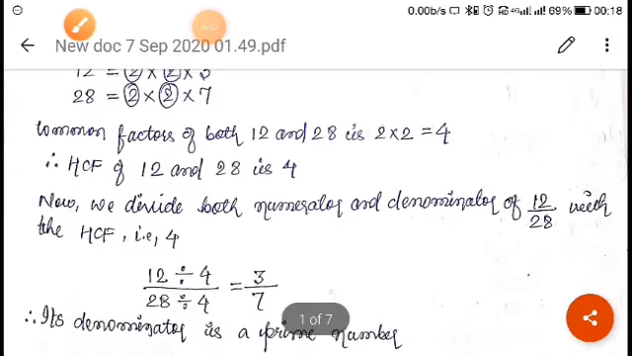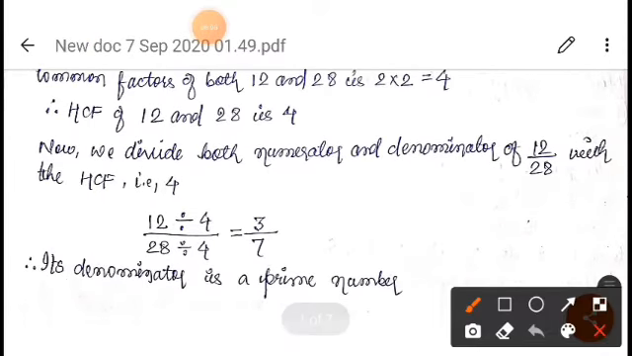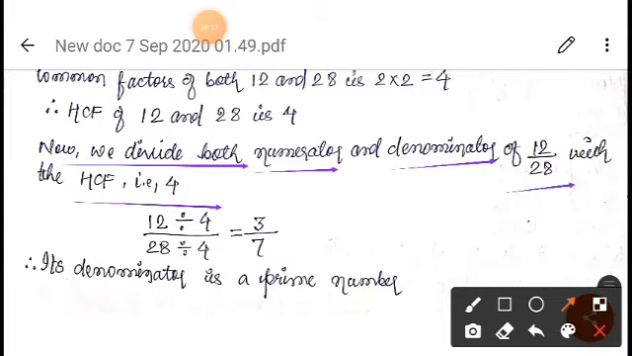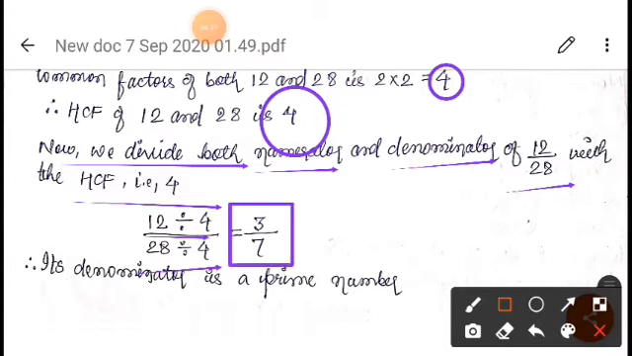So now what will we do after that? We will divide both the numerator and the denominator, which is 12 by 28, with its HCF. The common factor will become its HCF. As you can see, the common factor is 4, and this 4 has become its HCF. So we will divide 12 and 28 by this 4. As you can see, 12 divided by 4 and 28 divided by 4. So what have we got? We have got 3 by 7. So this is the simplest form.